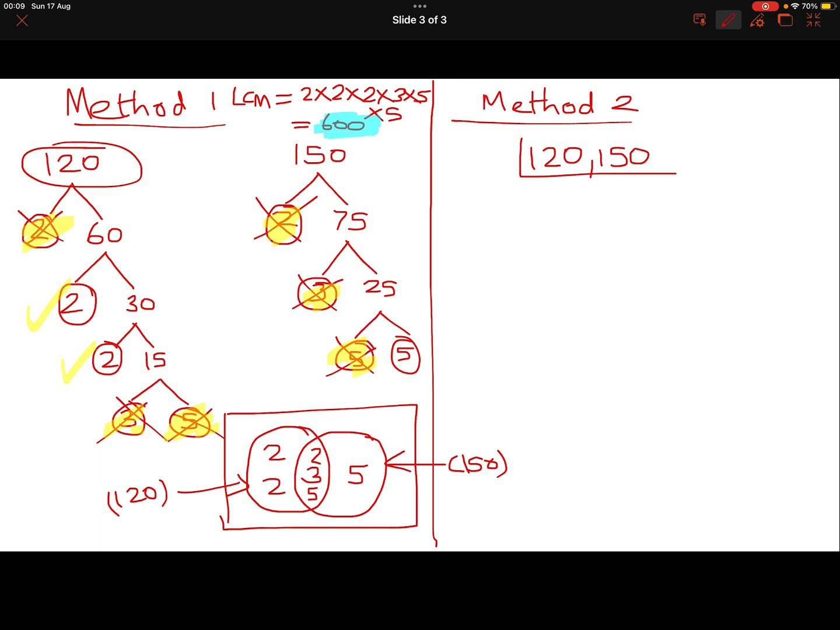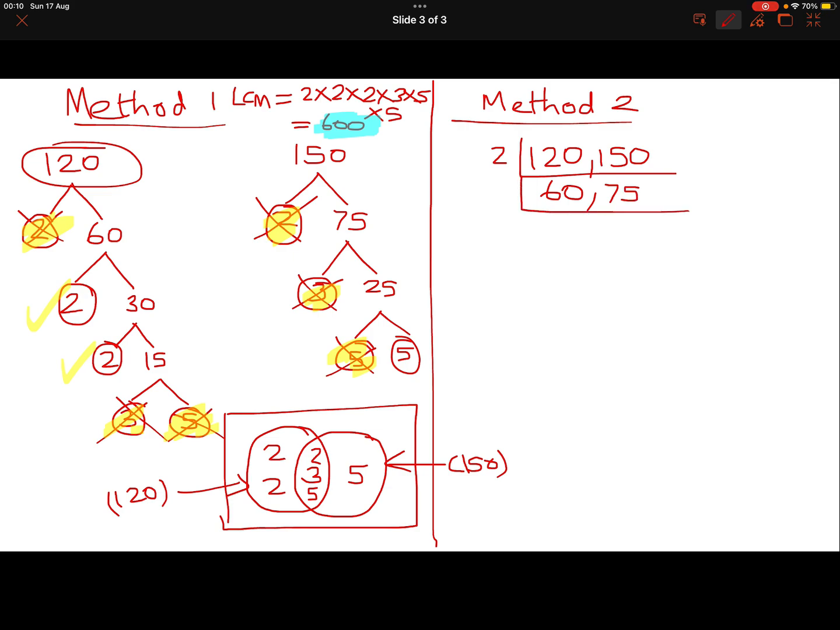Okay, so what we have to do for this method is we need to divide the numbers using the smallest prime numbers possible. So 120 and 150. What is the smallest prime number that could divide any of these numbers? It doesn't have to divide both of them, but any of the numbers. I would say 2 can divide both of them. So if I divide 120 by 2, I will get 60. And if I divide 150 by 2, I will get 75.